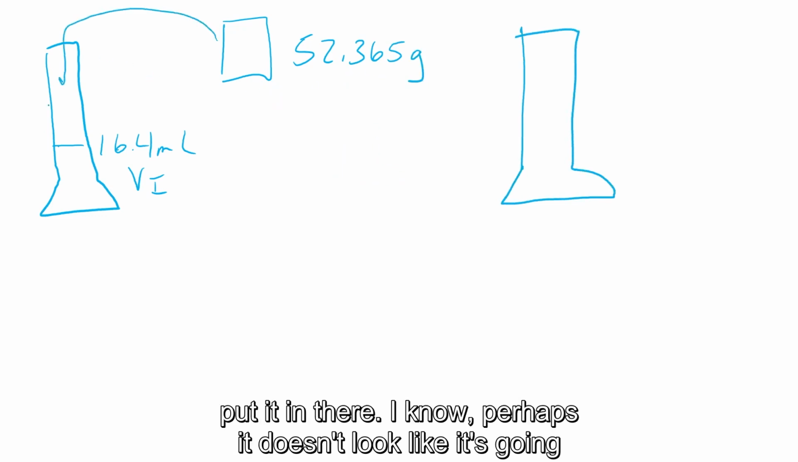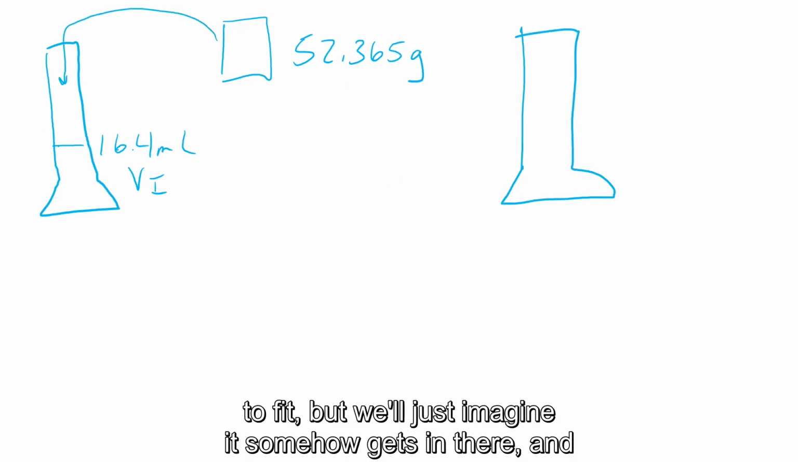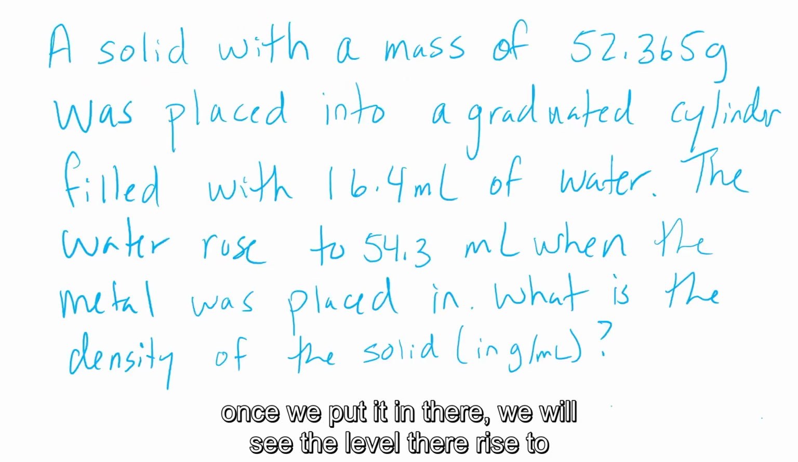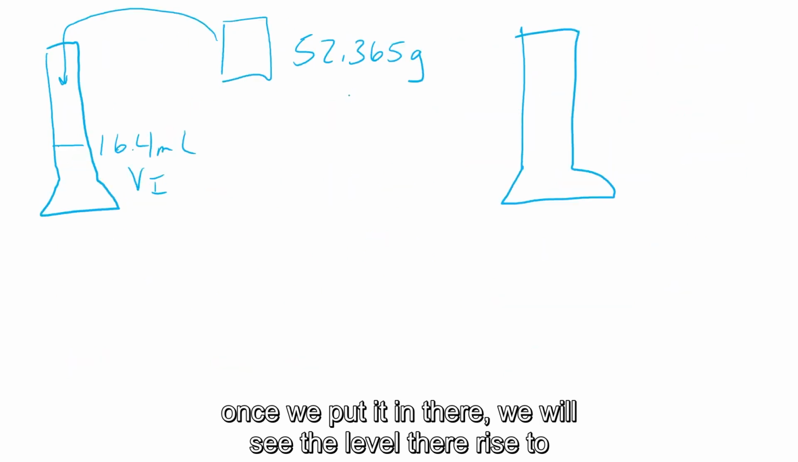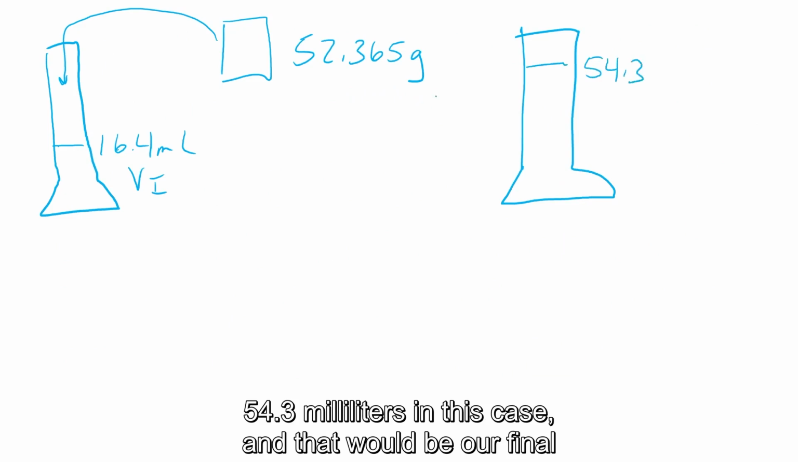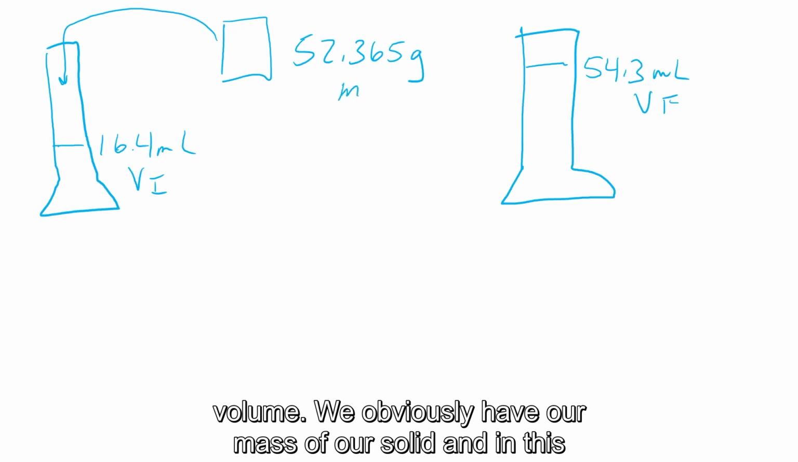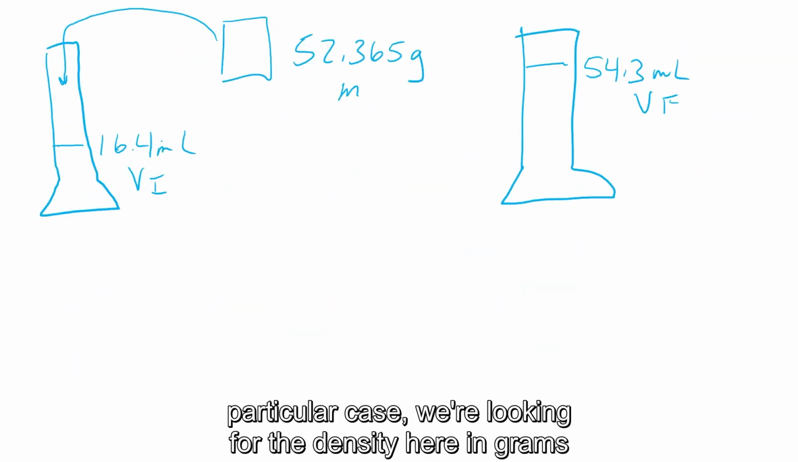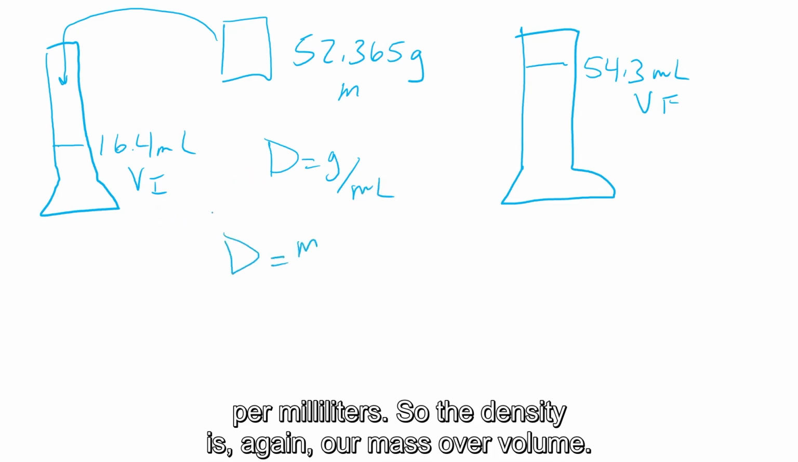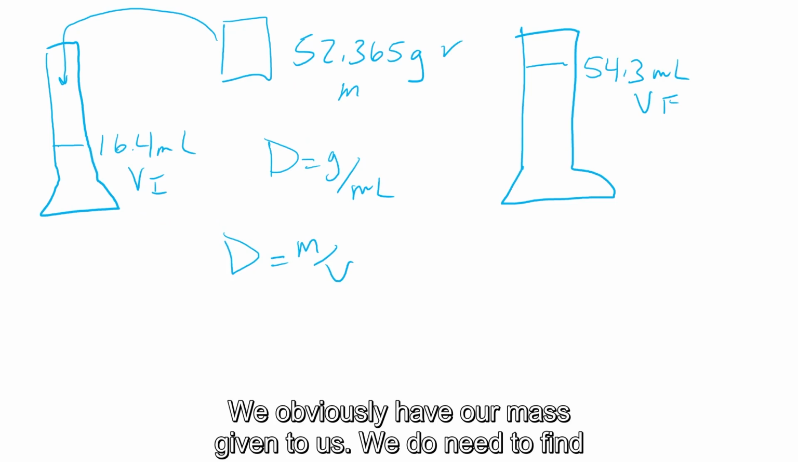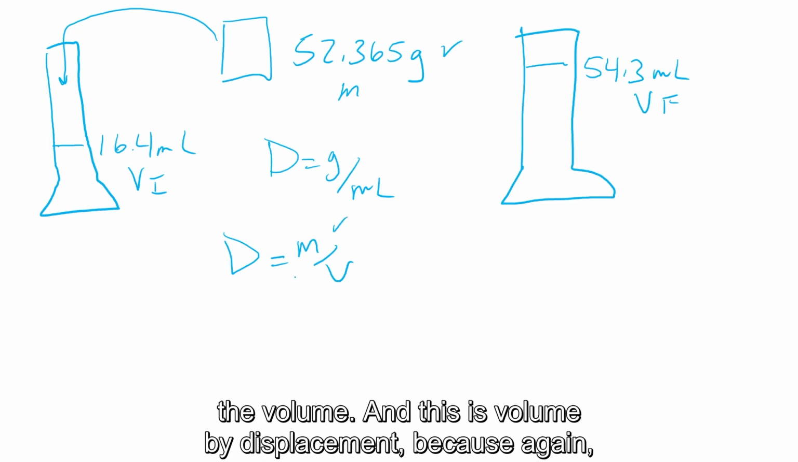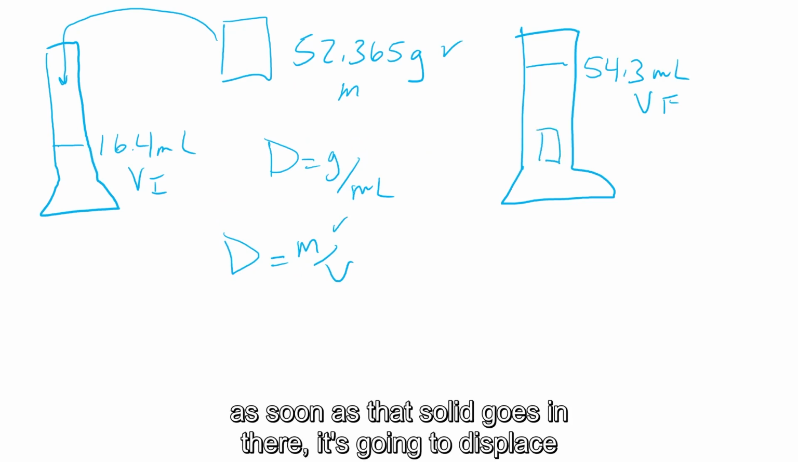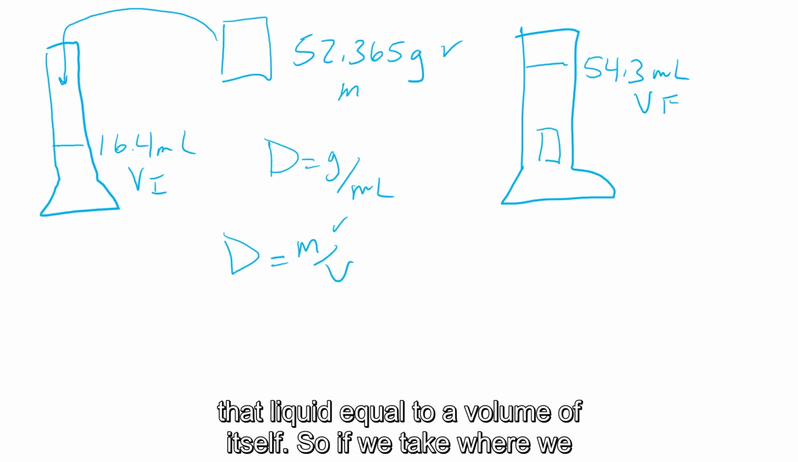So we're going to take this guy and put it in there. I know perhaps it doesn't look like it's going to fit, but we'll just imagine it somehow gets in there. And once we put it in there, we will see the level rise to 54.3 milliliters in this case. And that would be our final volume. We obviously have the mass of our solid, and in this particular case, we're looking for the density in grams per milliliter. So the density is again our mass over volume. We have our mass given to us. We do need to find the volume, and this is volume by displacement because, again, as soon as that solid goes in there, it's going to displace that liquid equal to a volume of itself.